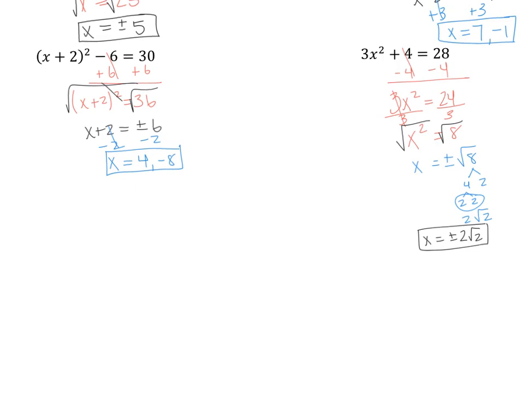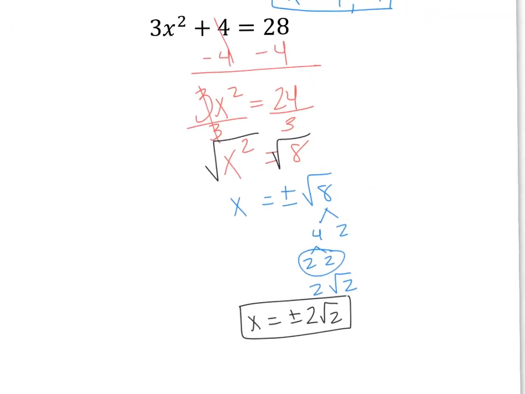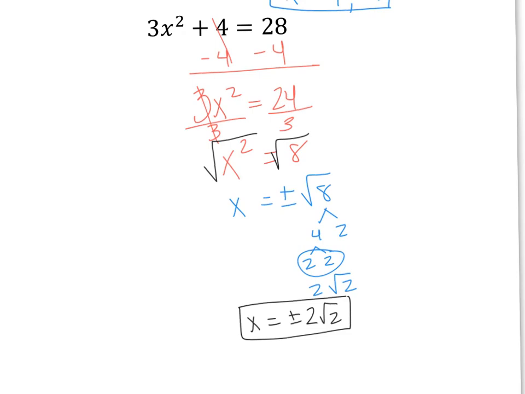The second one was a little bit more tricky. As we look at the second one here, a couple things happen. So yes, we do add the 4 over and get 24. Yes, we divide by 3 and get 8. So the problem with 8 is it's not a perfect square, so we can't just make it a number. So it ends up being just plus or minus the square root of 8.